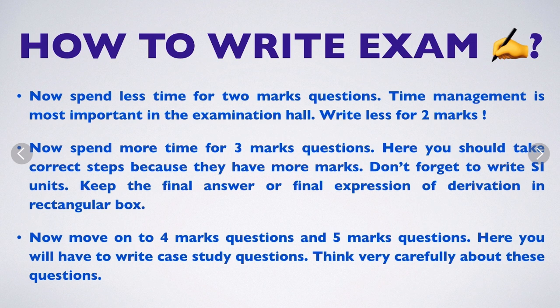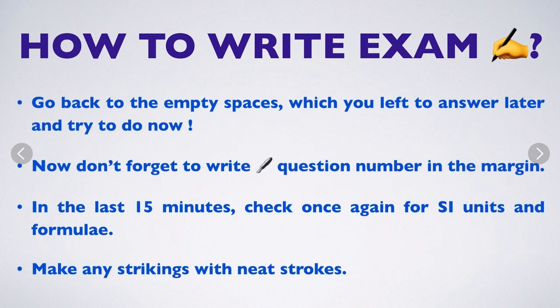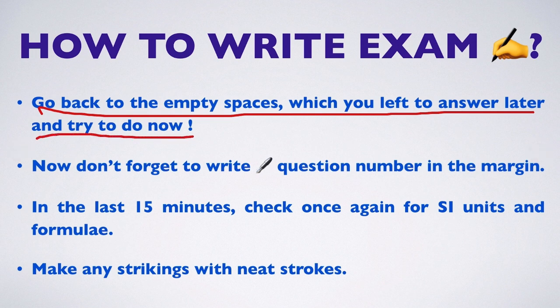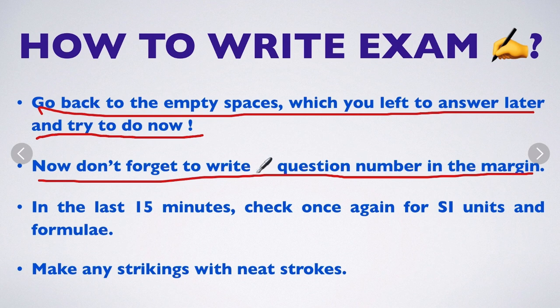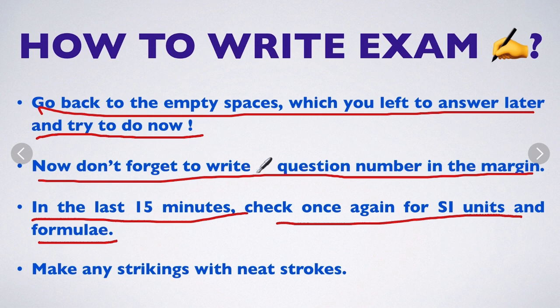Then after that, now after finishing all the questions, what you have to do now, once again go back to the empty spaces which you left to answer later and try to do them now. Earlier I told you to leave some place, no? Now you go back and complete that. Now don't forget to write question number in the margin. Check it out. In the last 15 minutes, check once again for SI units and formulae. This is the most important point. Now if any question does not have question number in the margin, you will not get marks for that. So take care of all those things.